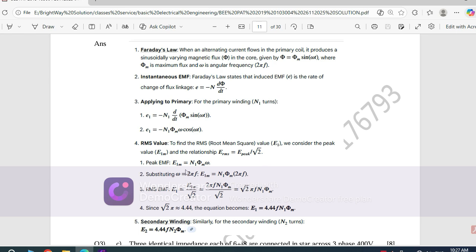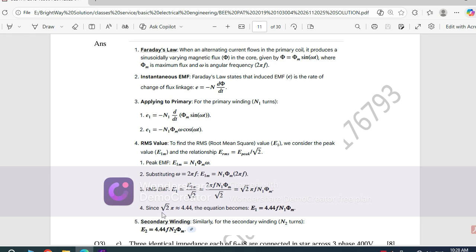So E1, for the primary winding, the voltage peak value is equal to just this term, N1 phi m and omega. Just substitute omega replaced by 2 pi f. You get the value like this. RMS E1 is equal to E1m upon root 2. You get the calculation this way, and you get E1 equal to root 2 pi f N1 phi m.